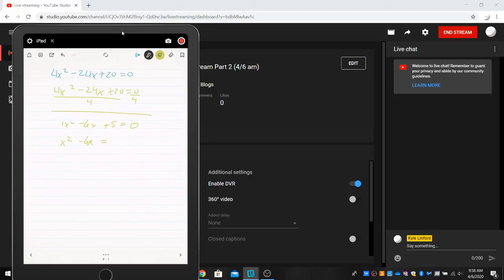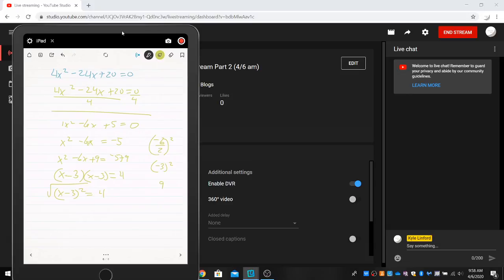I can move the 5 over, so it's negative 5. I then need to take the middle term b, which is negative 6. I need to cut it in half and square it. So negative 6 divided by 2 is negative 3. And when I square that, I get 9. So let's go ahead and add that to both sides. We end up with, well, the left-hand side can be factored down into (x minus 3) times (x minus 3), and that's equal to 4. So we have (x minus 3) squared is equal to 4.